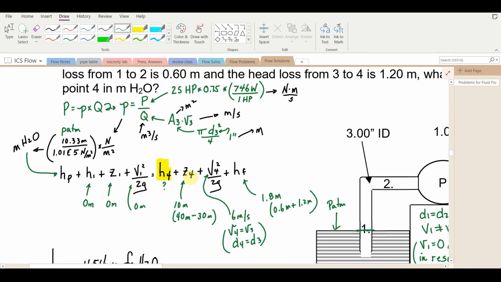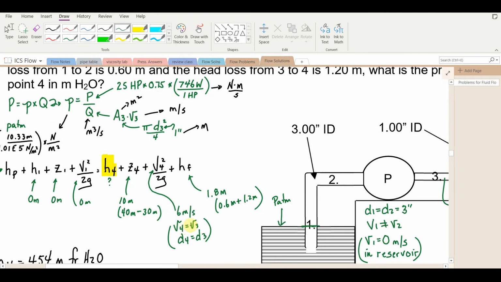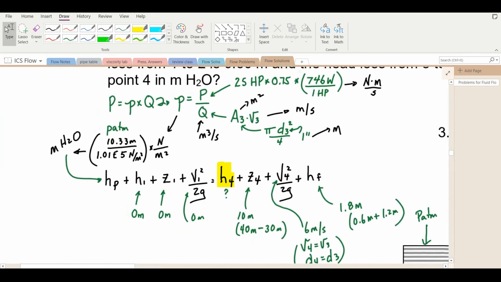The elevation at point 4, we're given 40 meters at point 4 and 30 meters at point 1. The difference was 10 meters. The velocity at point 4 is the same as the velocity at point 3, and that was given as 6 meters per second, so you can calculate this kinetic energy term. And then we have the head loss due to friction. We're given these two terms, which add to be 1.8 meters. So it doesn't look quite so bad when I put it this way, right?